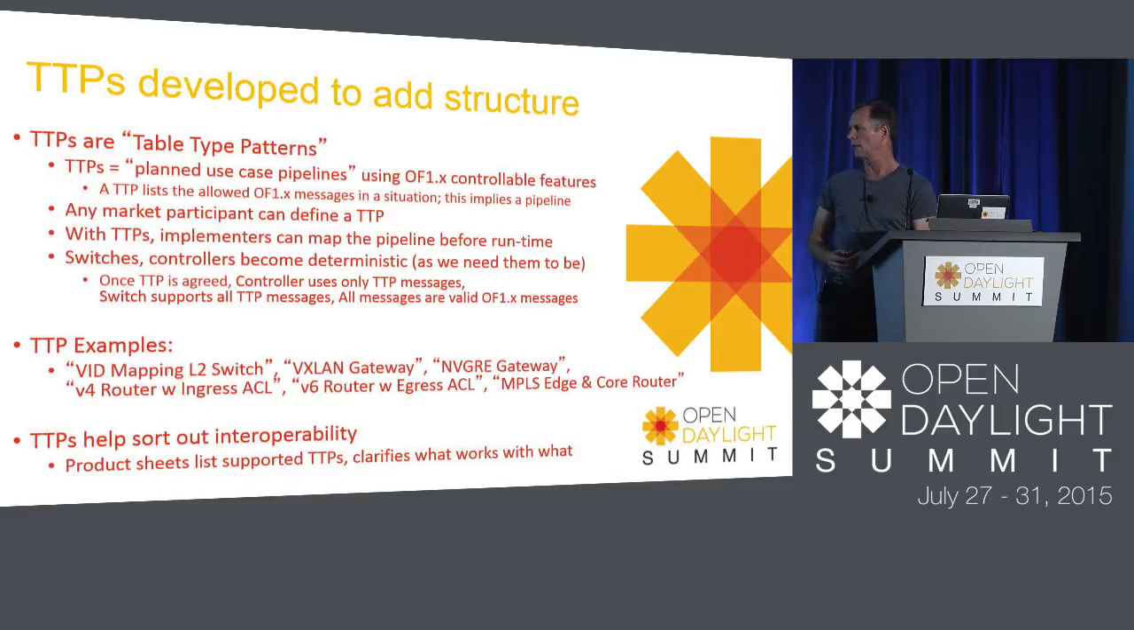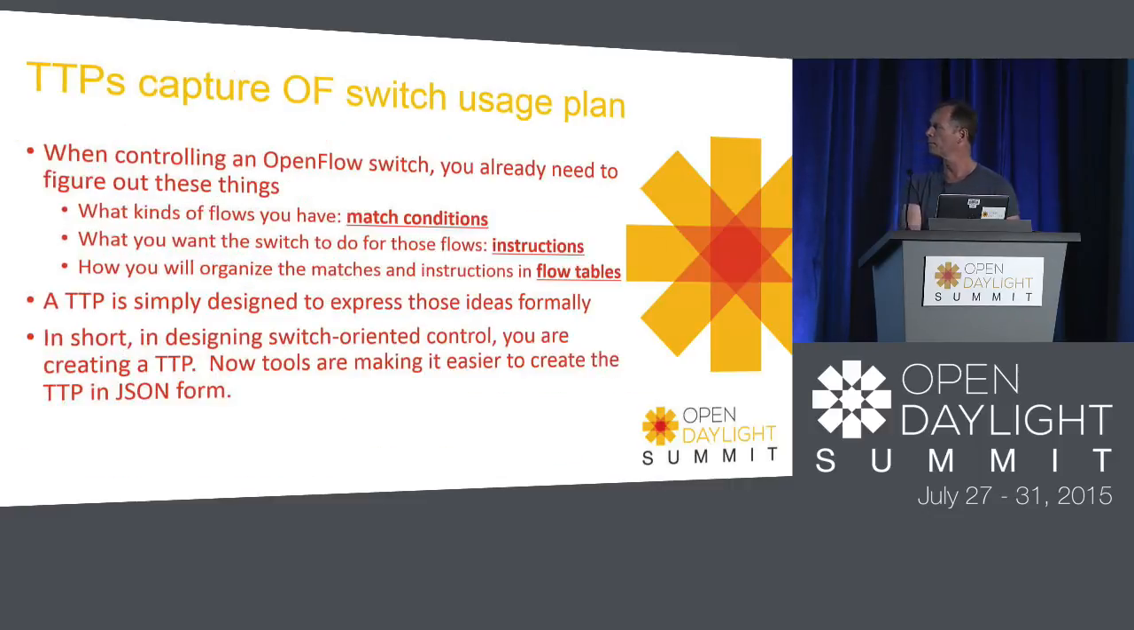It could be a VID mapping L2 switch or a VXLAN gateway. These would be use cases or device models or device roles that you want. So it could be made out of a bunch of different chips, either a Broadcom chip or a Marvell chip or Intel or some other chip. But if they use this same template, they can all support it the same way, and then your applications or your service layer abstractions can all control it through the same mechanisms. This is the point of TTPs.